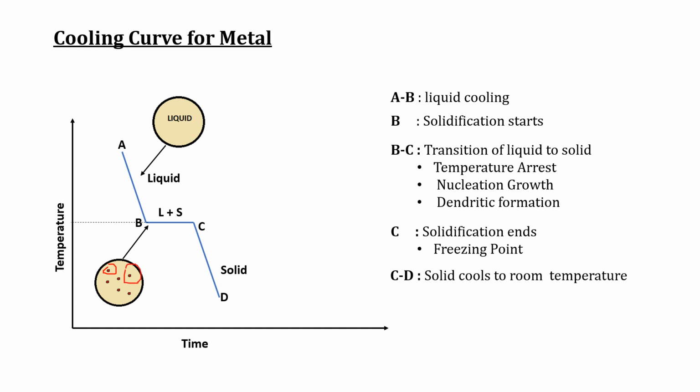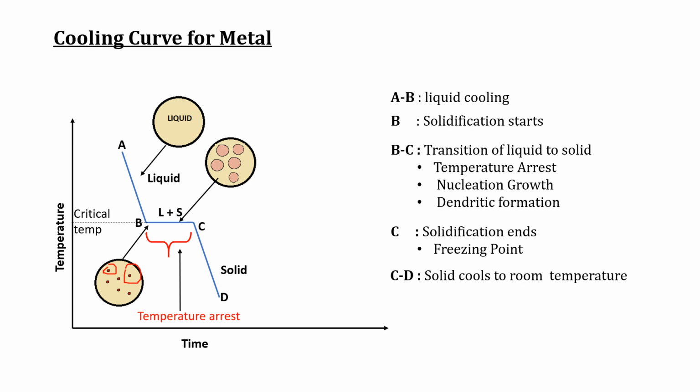Solidification starts at point B, and from point B to point C the solidification process continues, and these small nuclei continue to grow to a bigger size, and at point C it is completely converted into the solid state. So point B to point C is a transition phase in which the liquid is converted into the solid state. B to C is also known as the temperature rest, because at this point the temperature becomes constant, and this is known as the critical temperature. From point B to point C the small nuclei start growing, and that is known as nucleation growth, and then dendritic solidification starts from point B to point C.